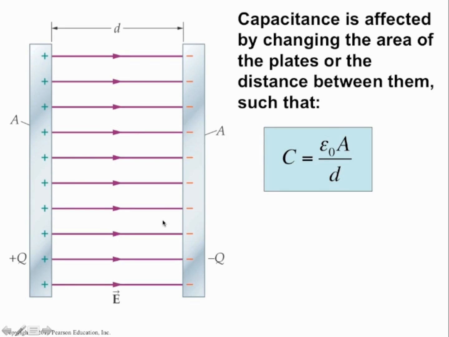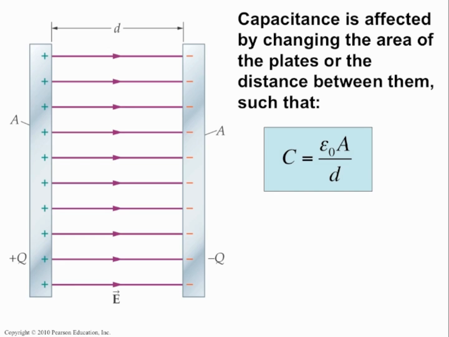So capacitance is affected by changing the area of the plates or the distance between them, such that C equals epsilon-naught A over D. Now, don't worry about the epsilon-naught for now. I'll get to that a little bit later. But for now, what's important to realize in this equation is that the capacitance varies directly as the area and inversely as the distance. Now, what does that mean? It just means that if area goes up, capacitance goes up. If area goes down, capacitance goes down.